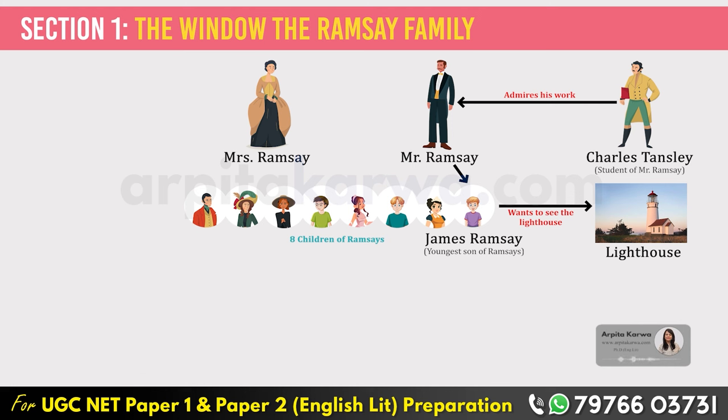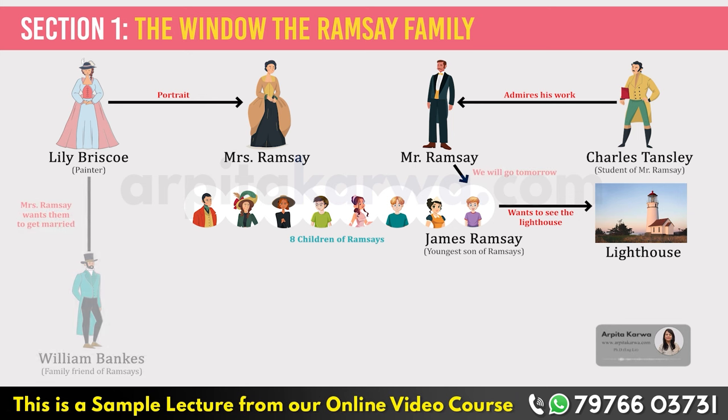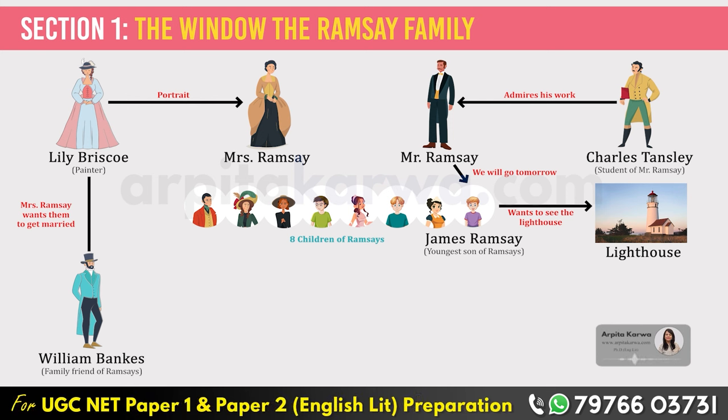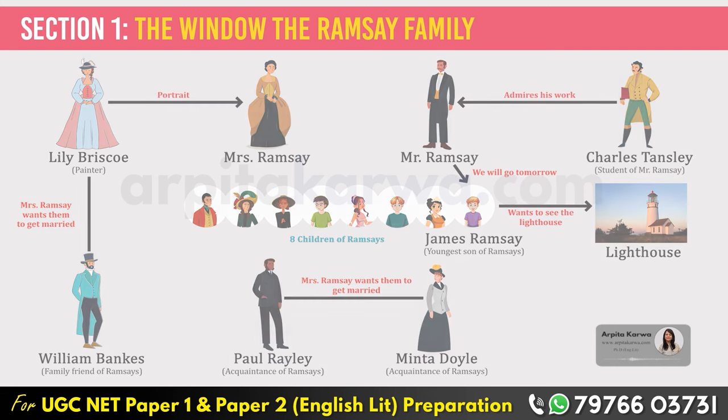Due to his behavior, very few people like him, and also at the house there is Lily Briscoe, a young painter who is making a portrait of Mrs. Ramsay. Now, Mrs. Ramsay wants Lily to marry William Bankes, an old family friend of the Ramsays, and Lily, however, wants to remain single. Mrs. Ramsay also wants two of their other acquaintances, Paul Rayley and Minta Doyle, to get married. So after a while, Paul proposes to Minta.